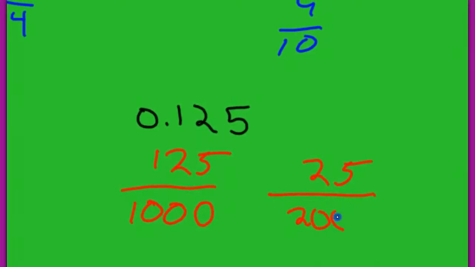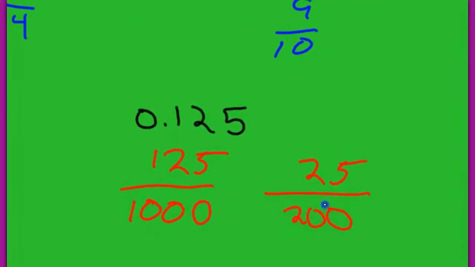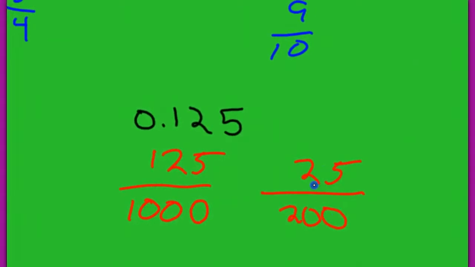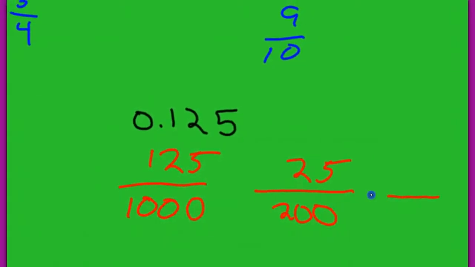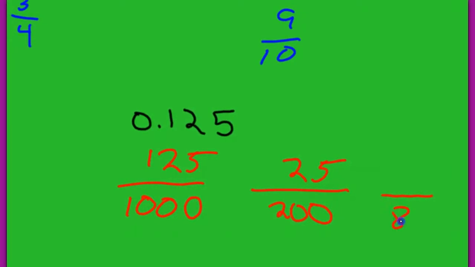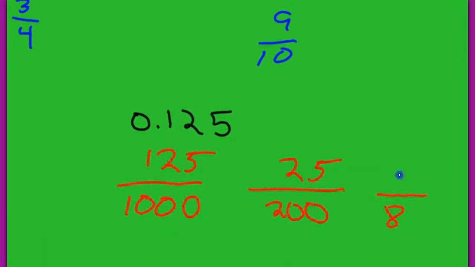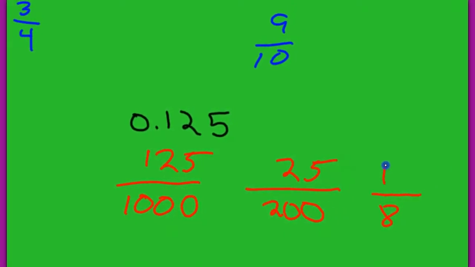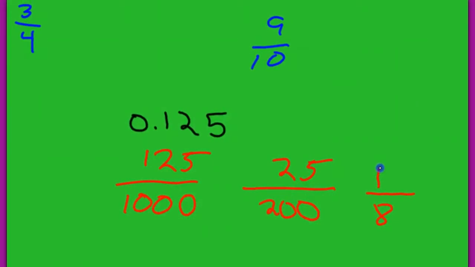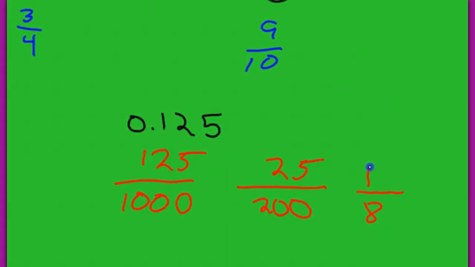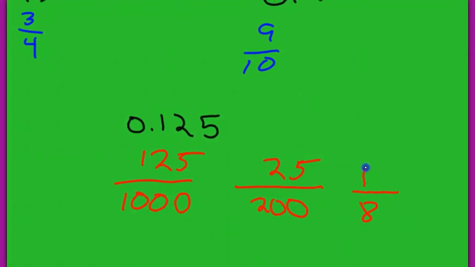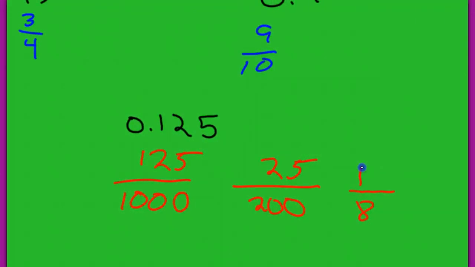Now you can split 200 into 100 and 100. 25 will go into 100 4 times, so it will go into 200 8 times. 25 divided by 25 is 1. So 0 and 125 thousandths is 1/8. Just remember your analogy: a spy is to a disguise as a decimal is to a fraction.